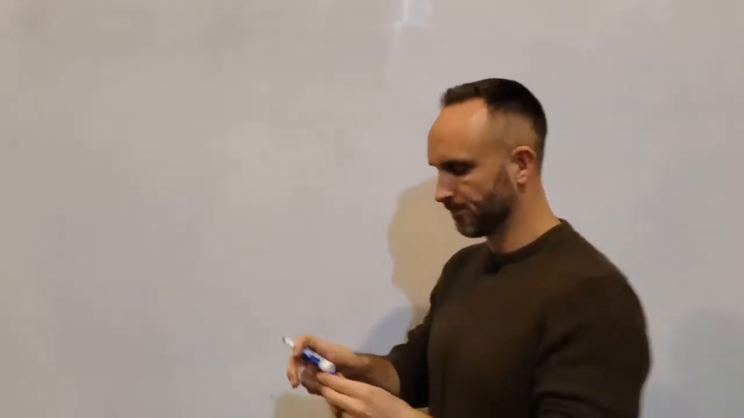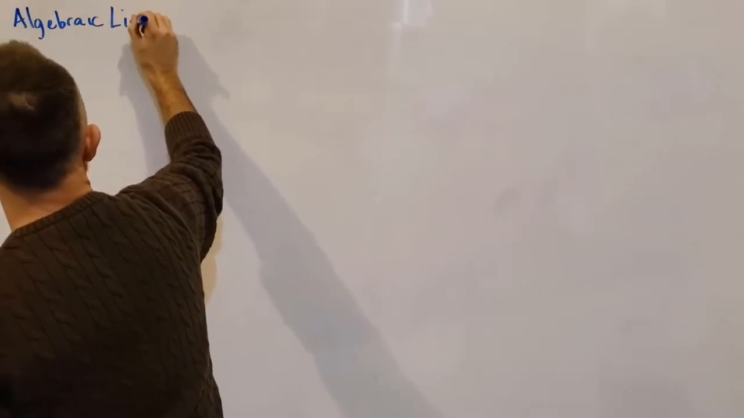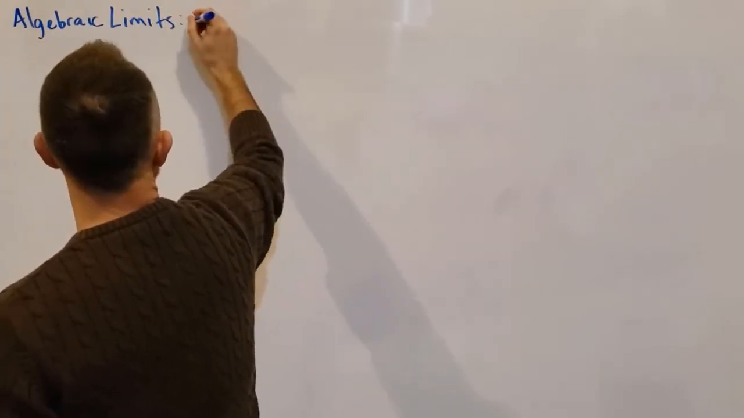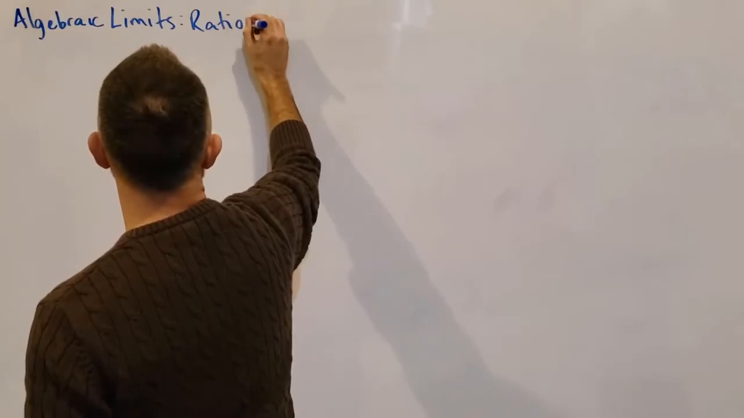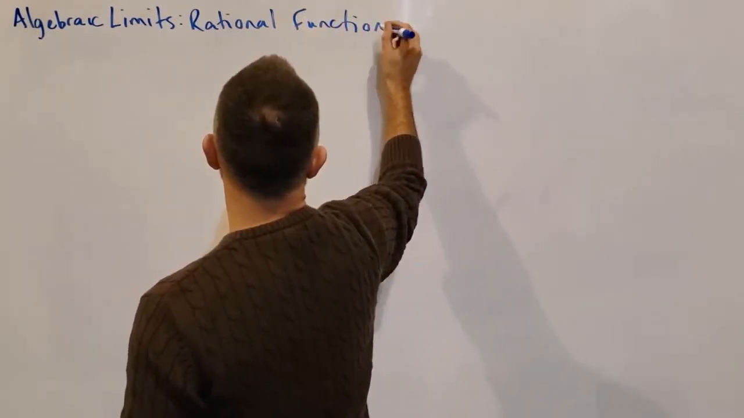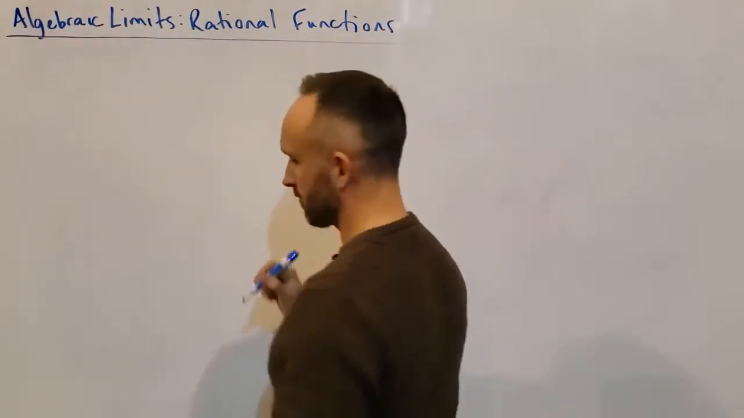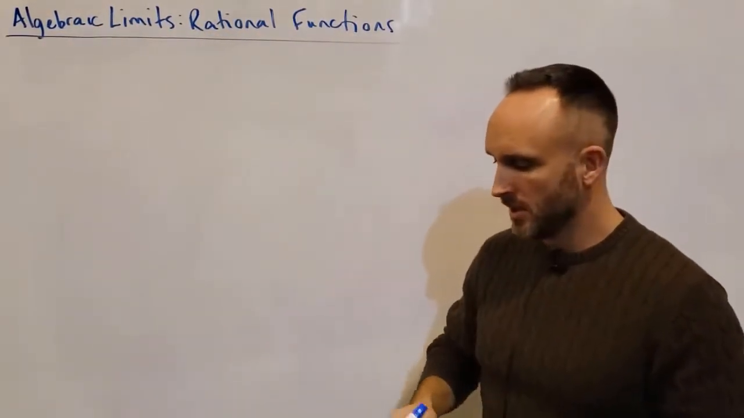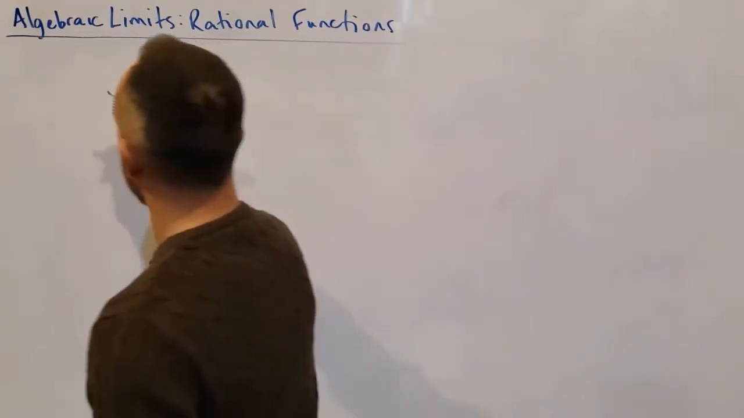I want to look at finding the limits of rational functions, a variety of rational functions, and we'll see some of the algebraic techniques behind finding those limits. So we'll do algebraic limits with respect to rational functions. So let's start with this limit.